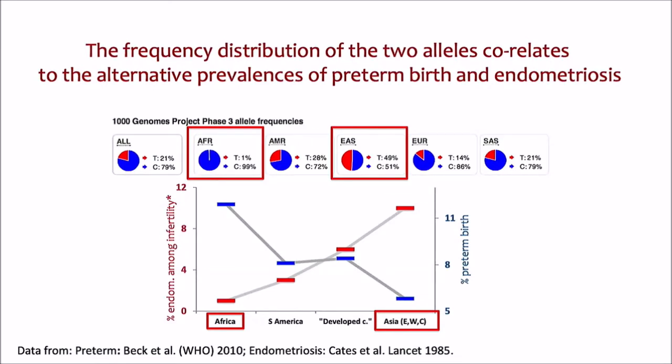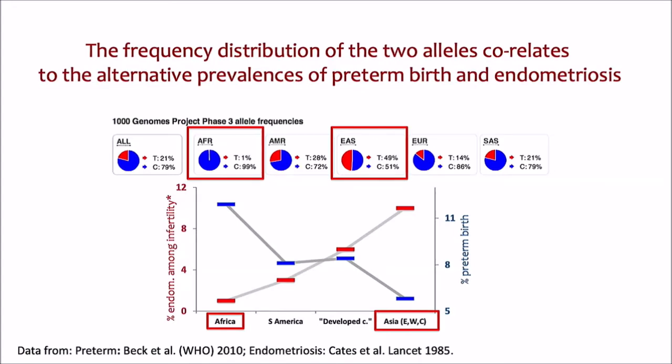One really interesting aspect of this particular locus is if we look at the distribution of the frequencies of these two alleles at the locus, we noticed that it actually varies quite a bit across the populations. And interestingly, not only these frequencies vary quite a bit, but also both endometriosis and the frequency of preterm birth vary accordingly.